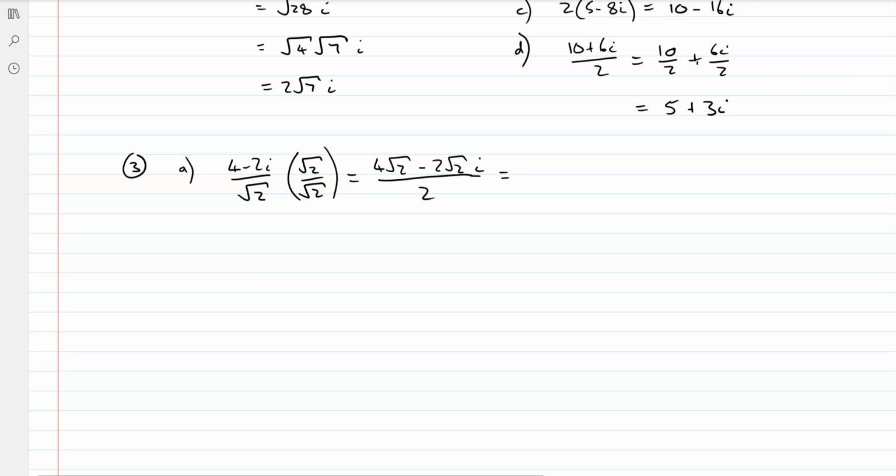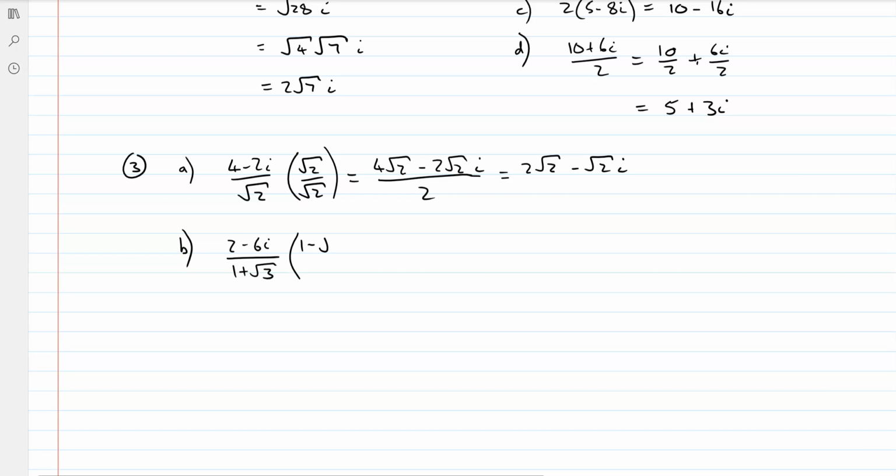And I can simplify, 2 is common here. So 4 root 2 over 2 is 2 root 2. And minus 2 root 2 over 2 is just minus root 2. And then we're just going to have the i tagging along as well. So again, hopefully nothing new here. Excuse me. And then 2 minus 6i over 1 plus root 3.